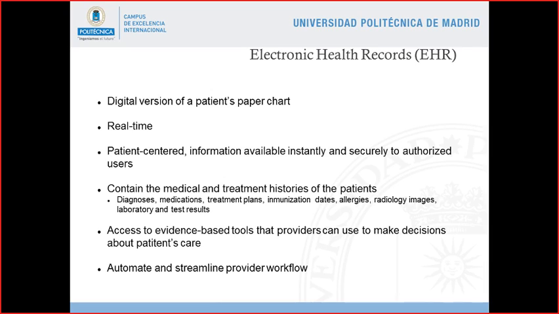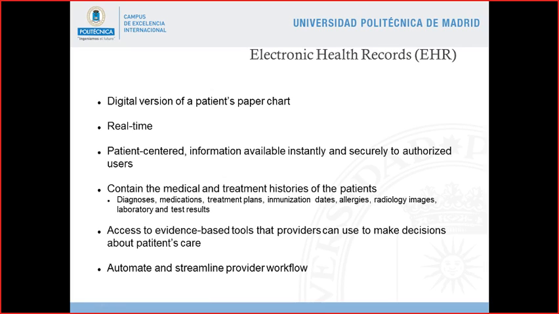The electronic health records are the digital version of the patient's paper chart. Okay. They are focused on the patient, and information is available instantaneously, so it's in real time. Okay. And another characteristic is that to access electronic health records, you need some secure authorization, okay? Because the electronic health record contains sensitive information.